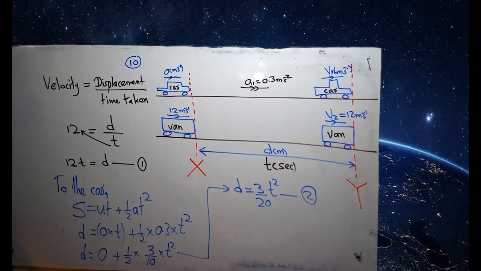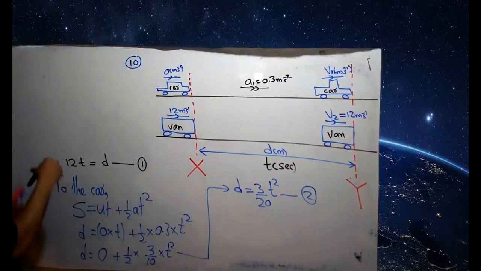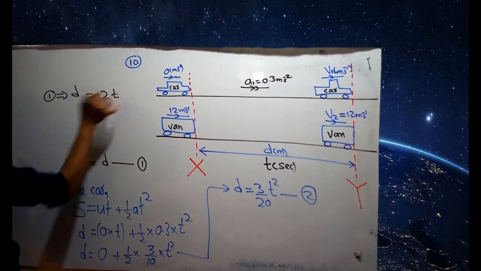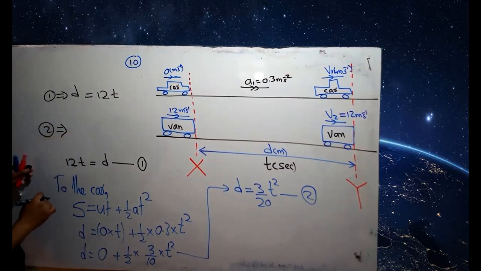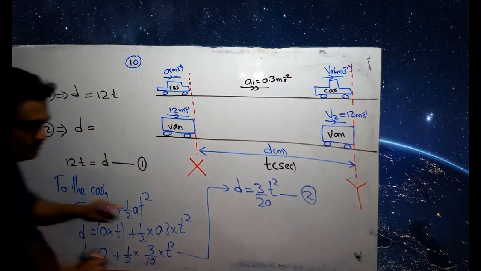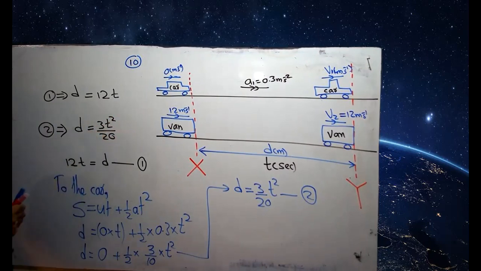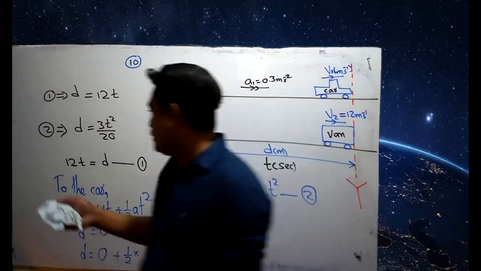Right, so let's use equations 1 and 2 together and try to solve them. Let's try to find the term t. Look at the board. According to equation number 1, d equals 12 times t. According to equation number 2, d equals 3t square over 20. So both equations give the same d term.